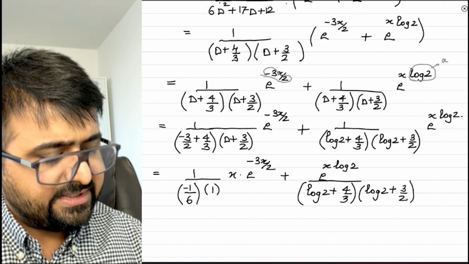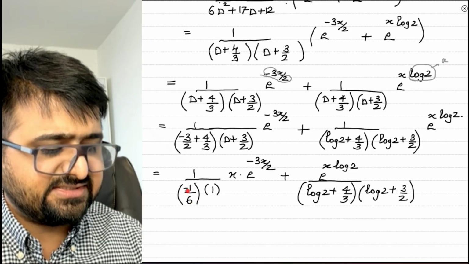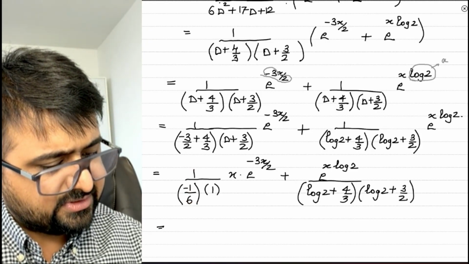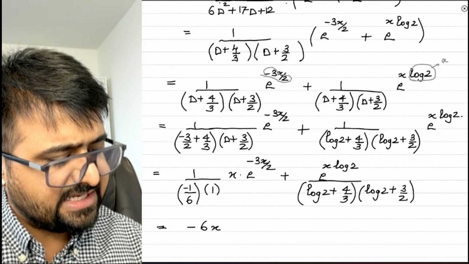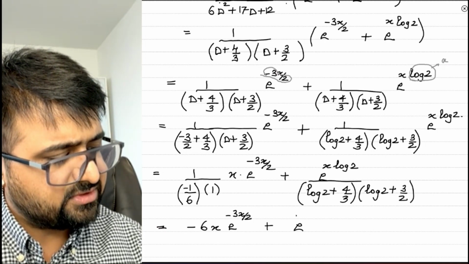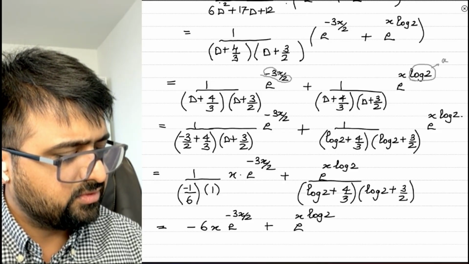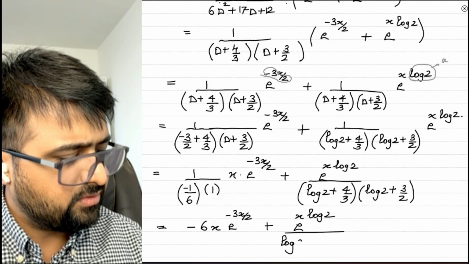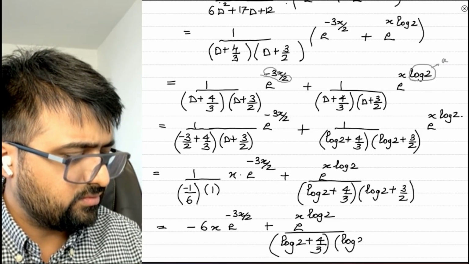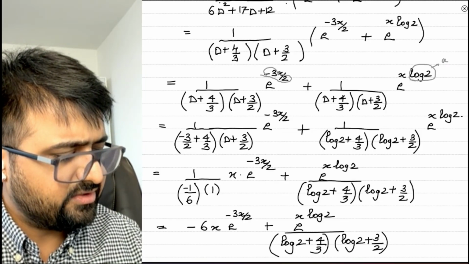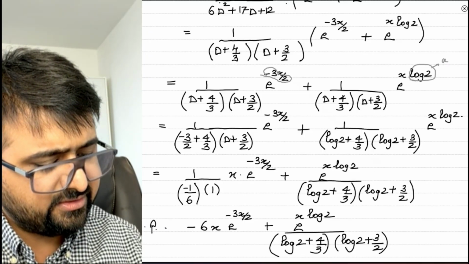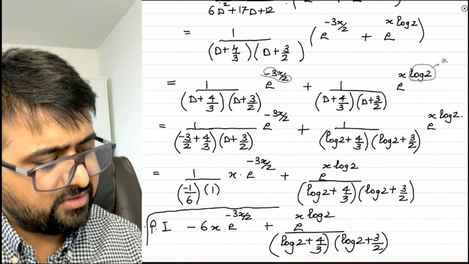All right. Now this 6, which is in the denominator, can go in the numerator. So this is equal to minus 6x e to the power minus 3x by 2 plus e to the power x log 2 over log 2 plus 4 by 3 and log 2 plus 3 by 2. That is your particular integral. This function right here is your particular integral.